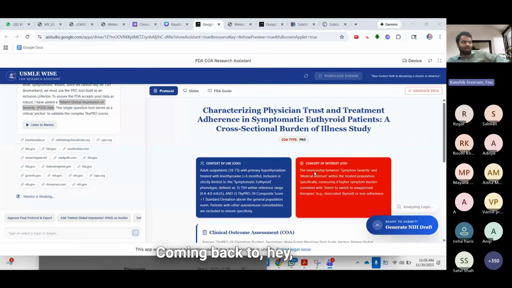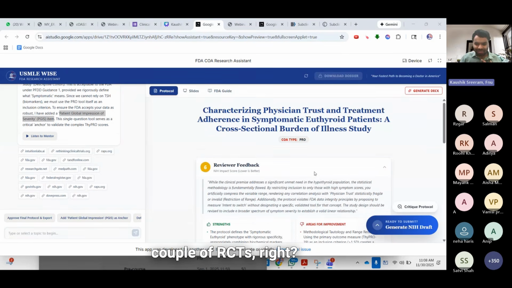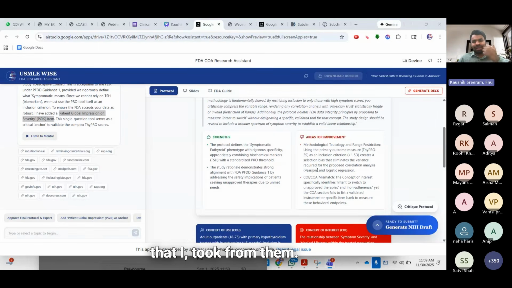Now, coming back to how we built this tool: like I mentioned, my mentors have run a couple of RCTs and written a couple of protocols. There are some things that I took from them. Then I trained the model based on their data. I also have my own protocols that I've written and the guides that we have made with respect to that information, and that's how we made it.